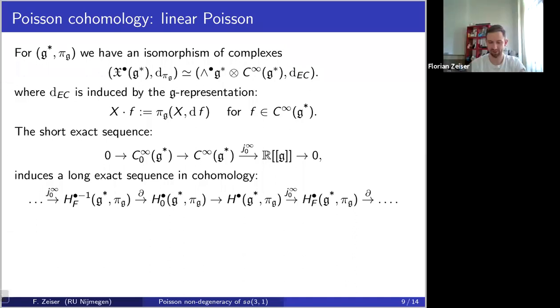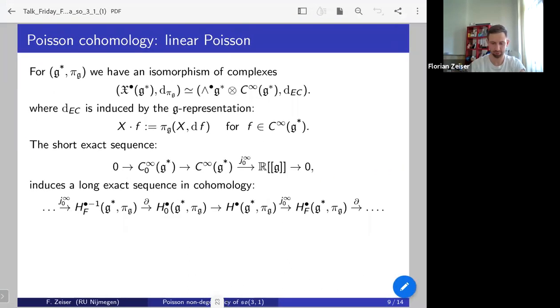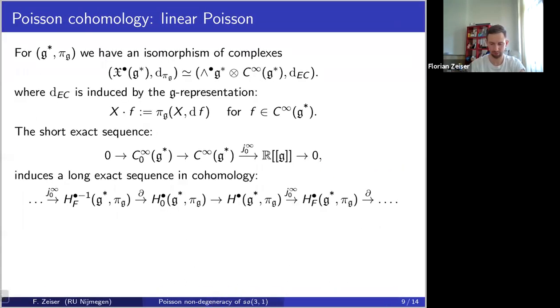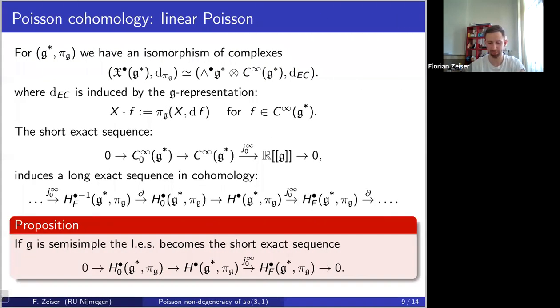Okay, so we have this long exact sequence, and as one can show, if the Lie algebra is semi-simple, then this long exact sequence becomes a short exact sequence, corresponding to the short exact sequence we have for the functions. So we have the flat Poisson cohomology, the Poisson cohomology, and the formal Poisson cohomology. Now, how do we obtain the Poisson cohomology? Well, the first step is to obtain it using the short exact sequence by computing formal Poisson cohomology and flat Poisson cohomology separately.